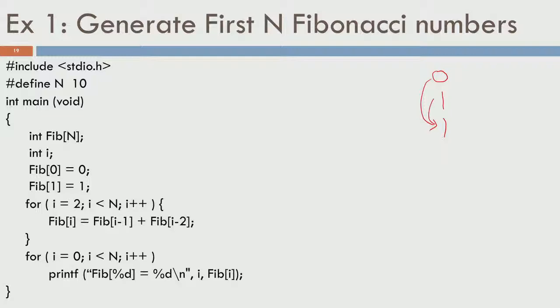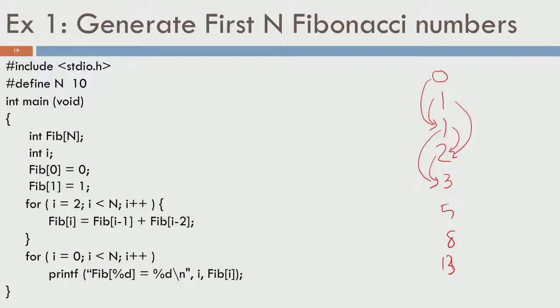So, 0 plus 1 is 1. Then the next Fibonacci number is, take the previous 2, add them, and the next number is 2. Then again you take the 2 previous ones, add them, it is 3, and so on. So, the Fibonacci numbers go in the sequence 0, 1, 1, 2, 3, 5, 8, 13, and so on. This is the Fibonacci sequence.